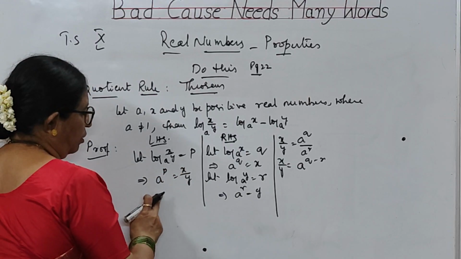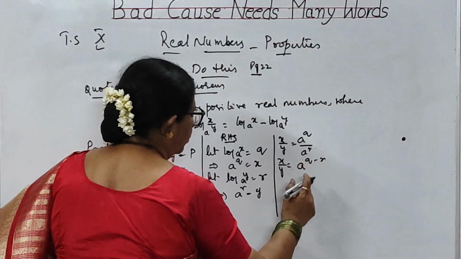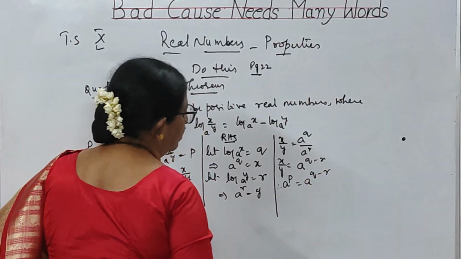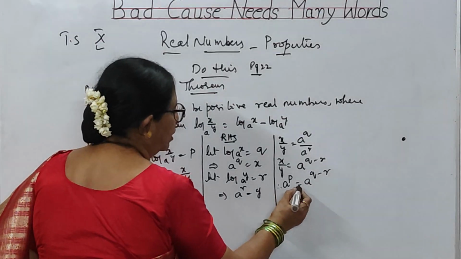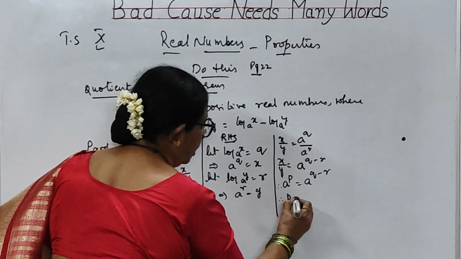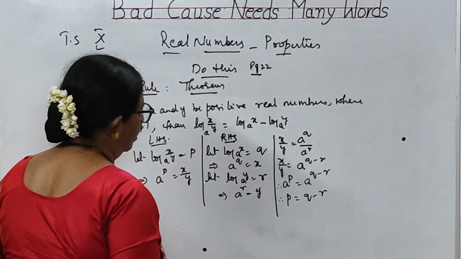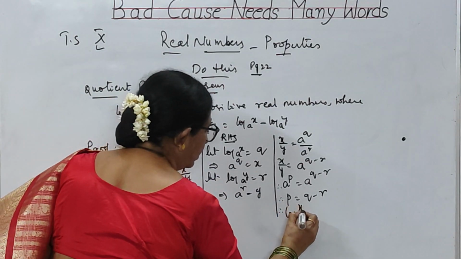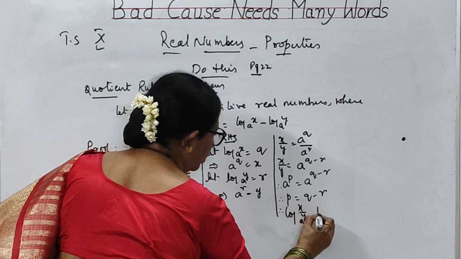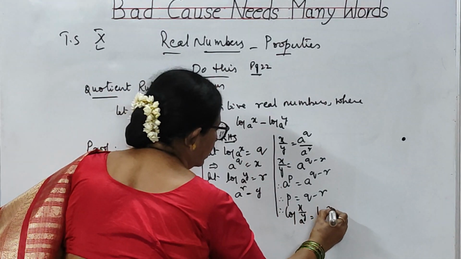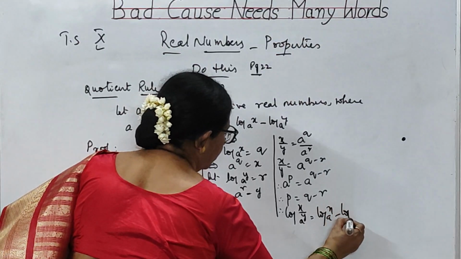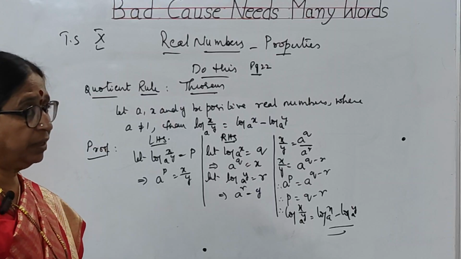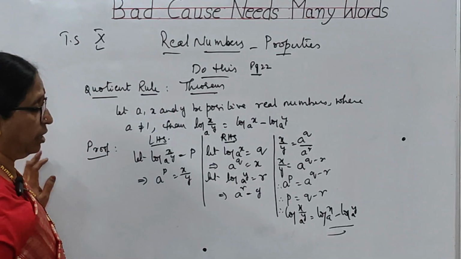So, x by y is a to the power of p, x by y is a to the power of q minus r. Therefore, a to the power of p is equal to a to the power of q minus r. When bases are same and equal, powers are also equal. Therefore, p is equal to q minus r. What is p, children? Therefore, log x by y to the base a is equal to log x to the base a minus log y to the base a. This is the proof of this theorem, children. That is called the quotient theorem.